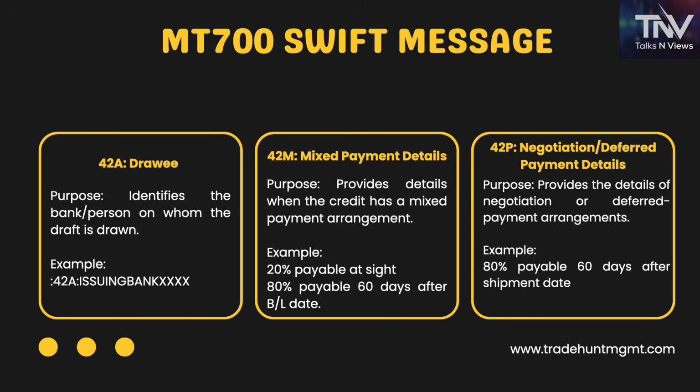Field 42M, mixed payment details. Purpose of this field, provides details when the credit has a mixed payment arrangement. Example, 20% payable at sight, 80% payable 60 days after BL date. One LC can have different payment components. Field 42P, negotiation/deferred payment details. Purpose of this field, provides the details of negotiation or deferred payment arrangements. Example, 80% payable 60 days after shipment date.